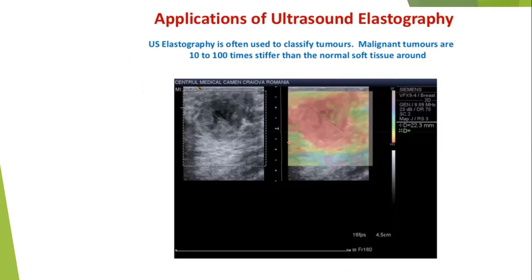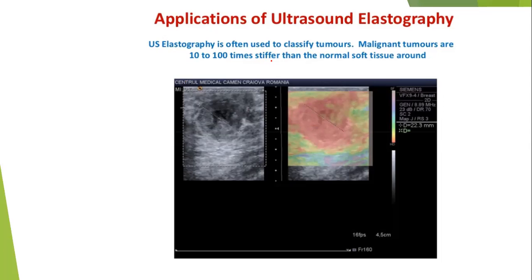Some applications of ultrasound elastography. Ultrasound elastography is often used to classify tumors. Malignant tumors are 10 to 100 times stiffer than the normal soft tissue around. So what is elastography all about? Here we can see actually the tumor is highly noticeable, right? In red. As it is written here, does anybody know what stiff is?